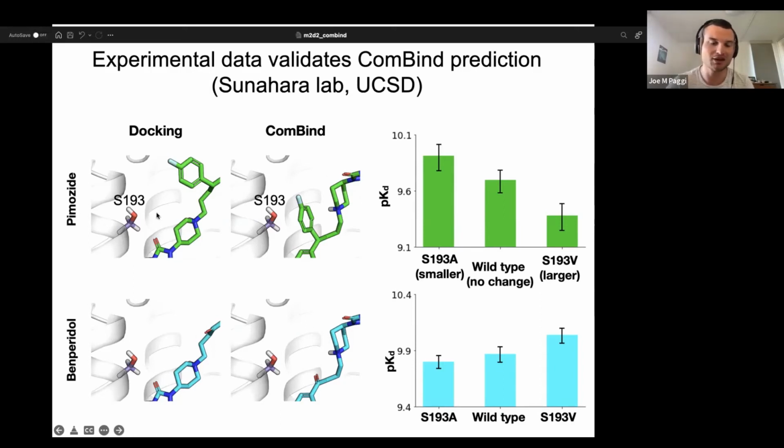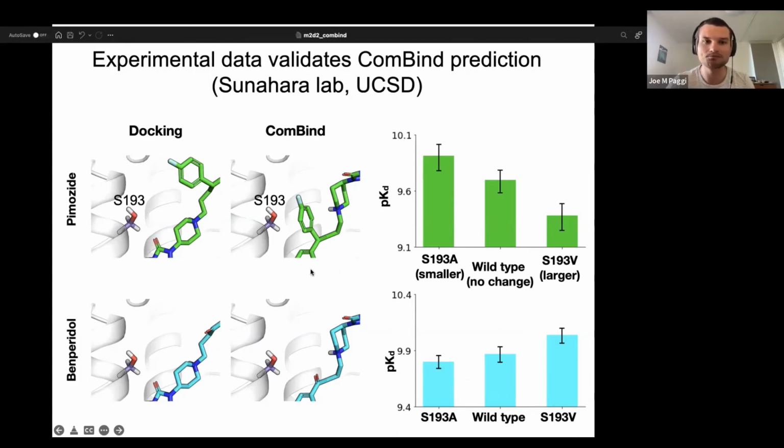Whereas in the docking prediction, the ligands are basically the same in this region of the binding pocket. So, supporting this pose, we observed that for pimozide, if we make S193 bigger, we observe a decrease in the affinity, whereas for benperidol it stays the same, or perhaps gets a little bit better affinity even.